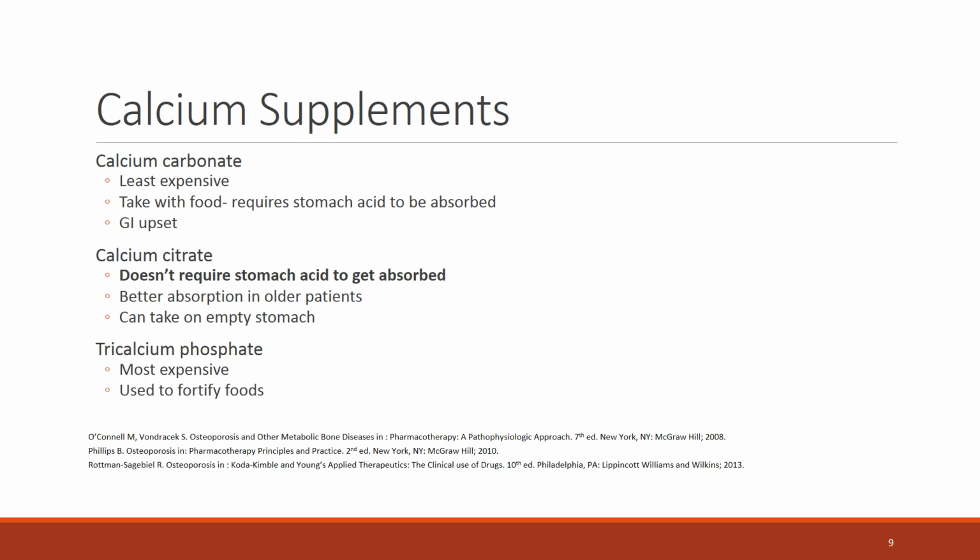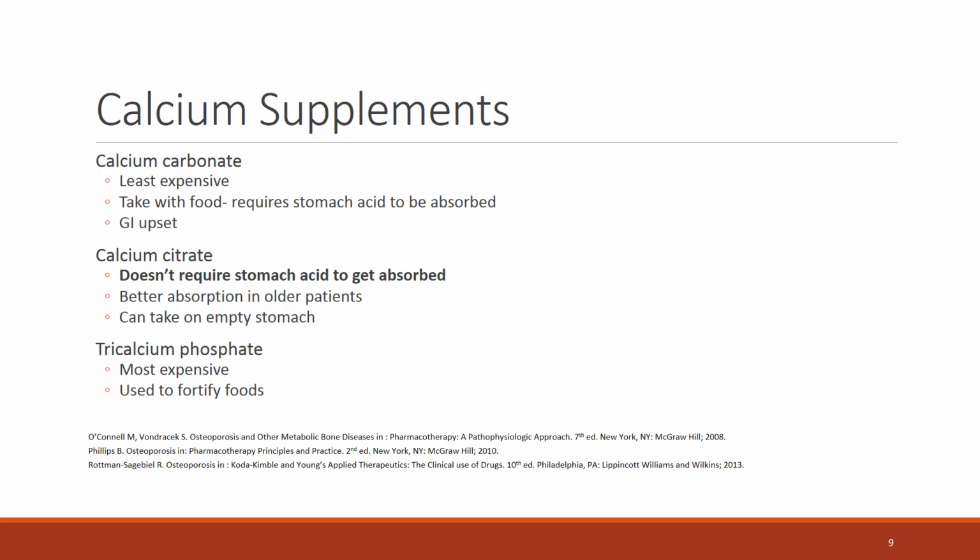So calcium carbonate, that's the most common. It's the least expensive. It's what's in Tums and some of the other products. It does need to be taken with food because it requires stomach acid to be absorbed. It can cause a lot of GI upset or this constipation with it. But again, you'll see that the most often because it's the least expensive.